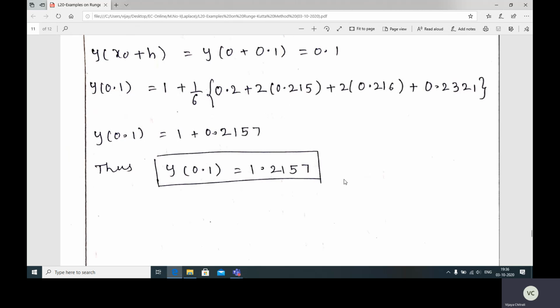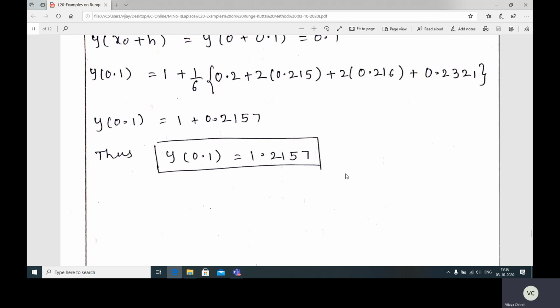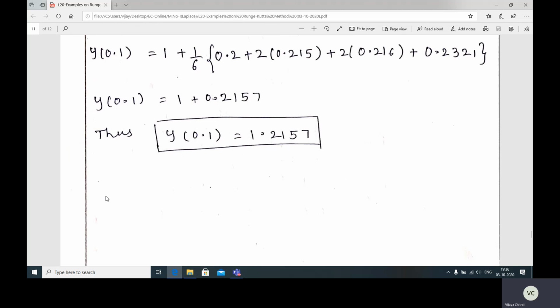So this completes your RK method of fourth order. So here, solution of second order ordinary differential equation by RK method. So we have completed here. So next class Monday, we'll start the solution of second order ordinary differential equations by Milne's predictor and corrector formula. Right? Thank you.